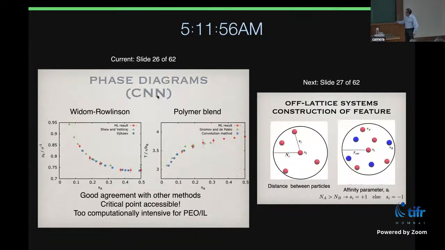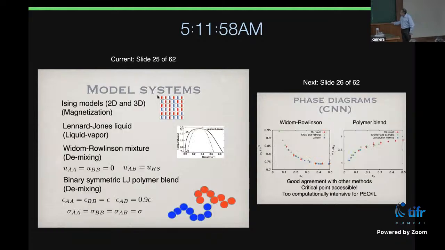But if you look at the phase diagram for the Widom-Rowlinson model, I'll talk about this a bit. It's a really simple system with two very famous names. It's a binary mixture where AA and BB have no interaction at all, and AB is just a hard sphere. The independent variable is not the temperature, it's the density. When you increase the density, this thing starts to phase separate, and at high densities, it phase separates.